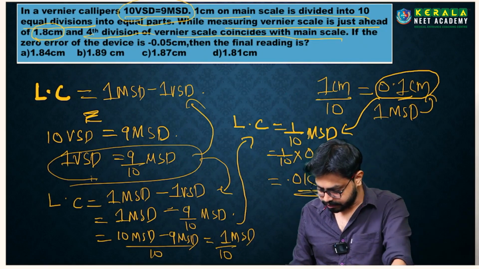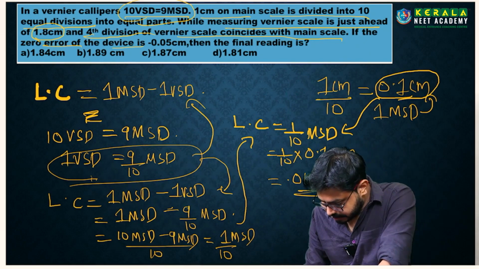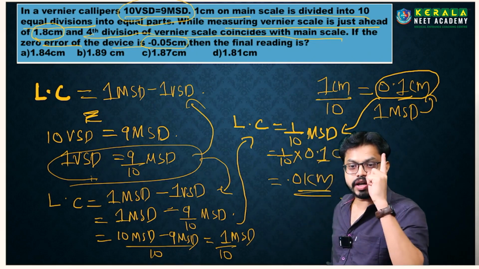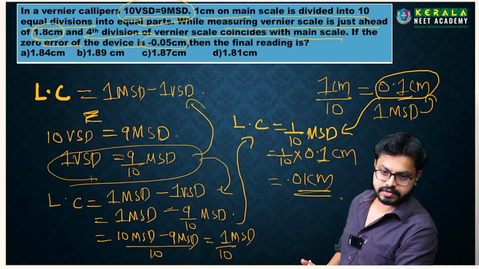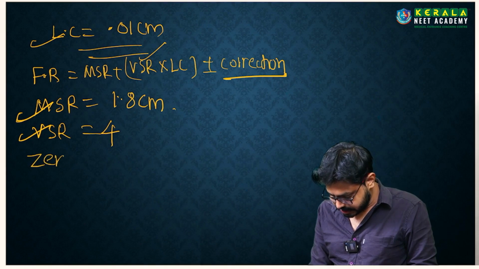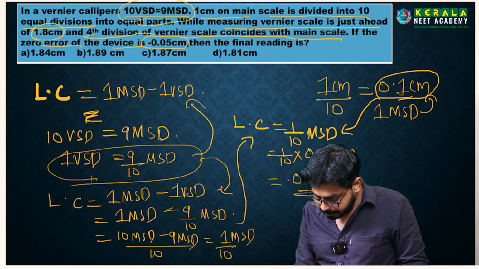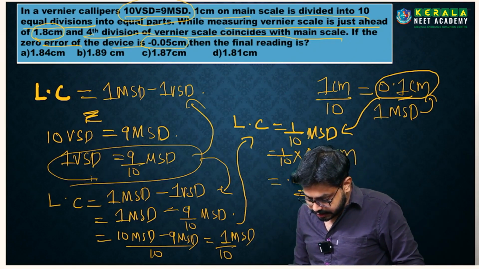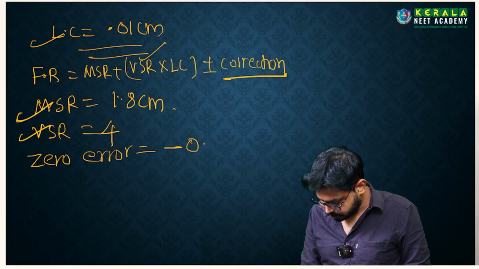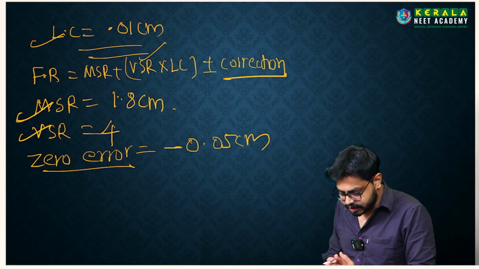Next, we check one more thing. The zero error of the device is minus 0.05 centimeter. Zero error is given, so we have to correct it. What is the zero error? Zero error is given as minus 0.05 centimeter. So we have to correct it.